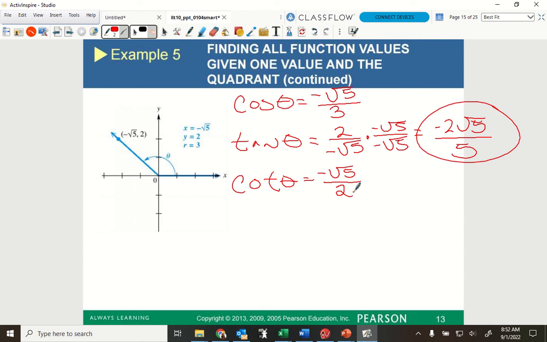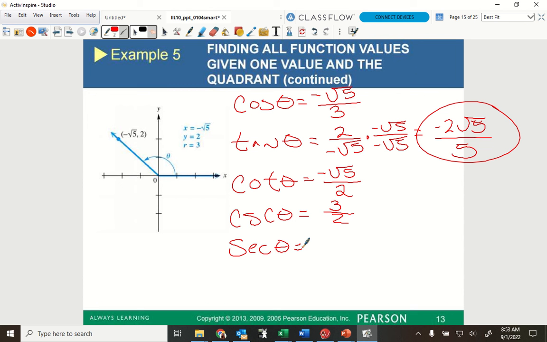Next one is going to be cosecant, so CSC theta. What does cosecant represent? R over y. So my R is 3, over 2. Very good.